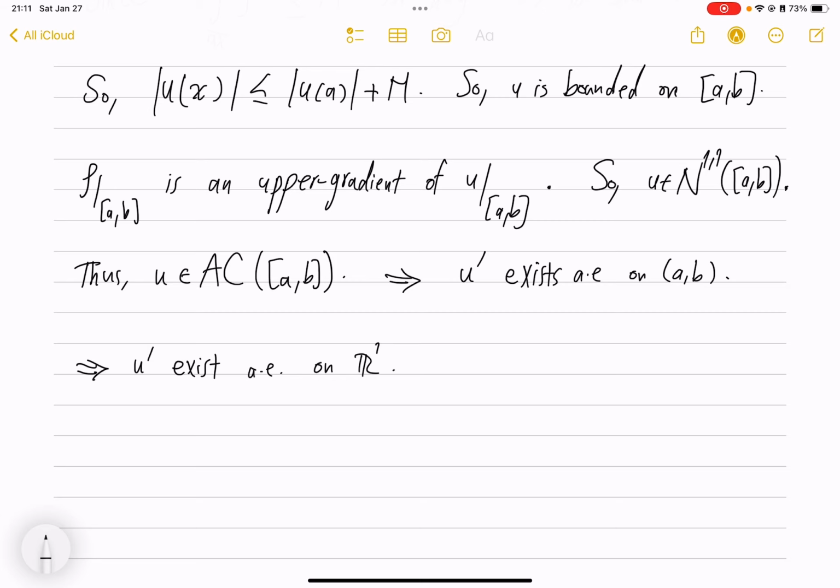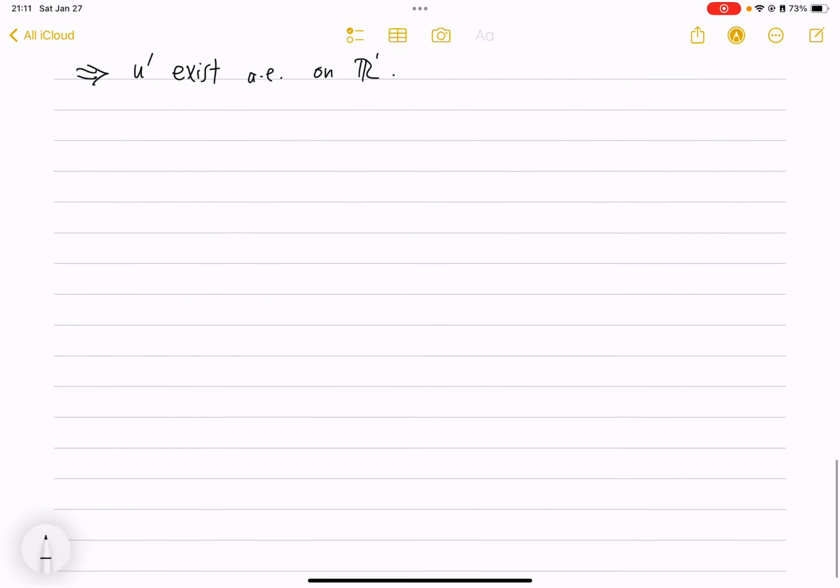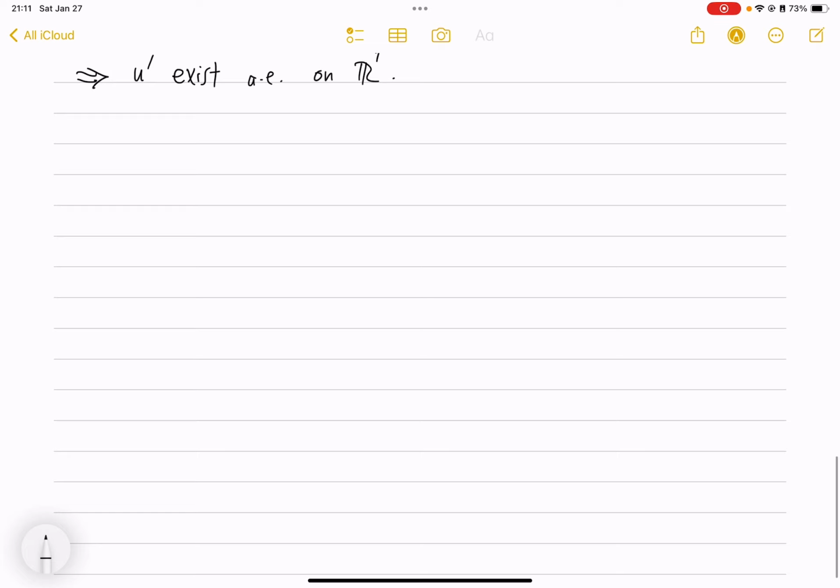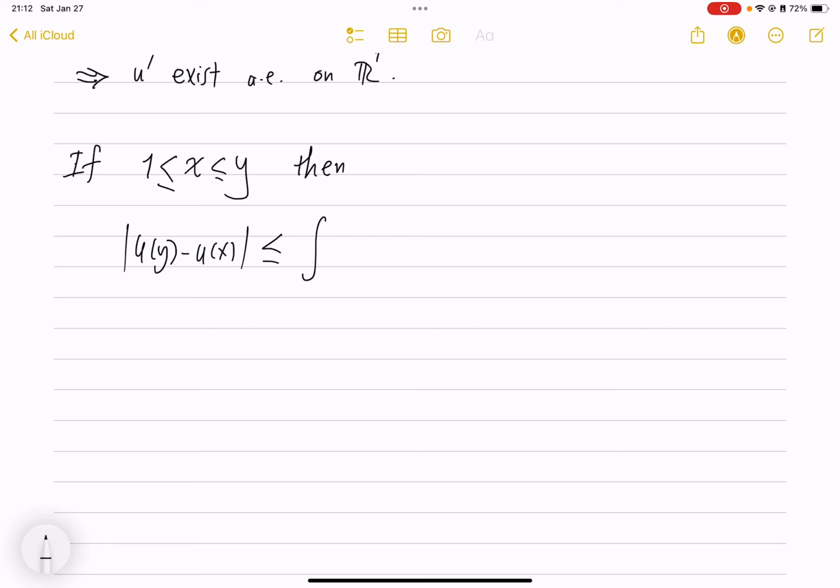Okay, now the existence of the limit thing. For the existence of the limit, notice that if, let's say, x and y are positive values, then |u of y minus u of x| is less than or equal to integrating the upper gradient, again on the path which connects x to y, ds.